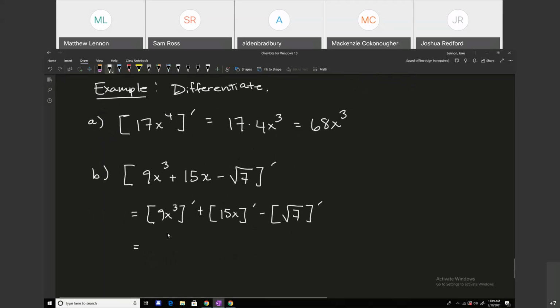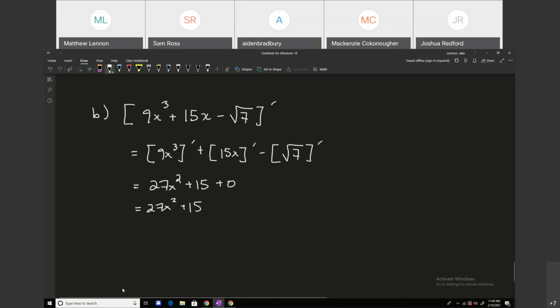So 9x cubed, pretty standard: 9 times 3x squared, which is going to be 27x squared. And then 15x, this is one of those special cases. That part would be like a line with slope 15, so you just get the coefficient. The x drops off and we're just left with plus 15. And then the square root of 7, the derivative of that is 0, right? So I'll write a plus 0 just to emphasize that this time, but a lot of times you'll just drop that final step, because that's a constant.